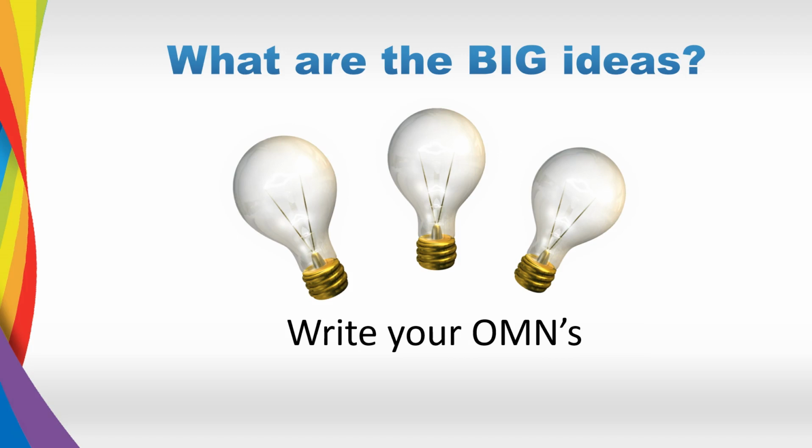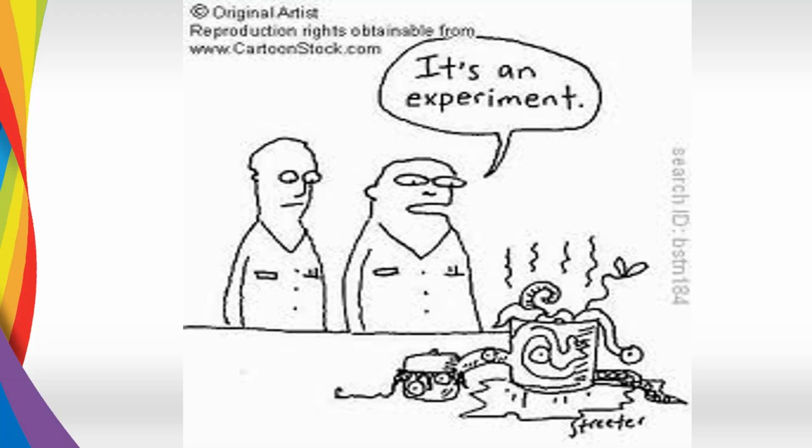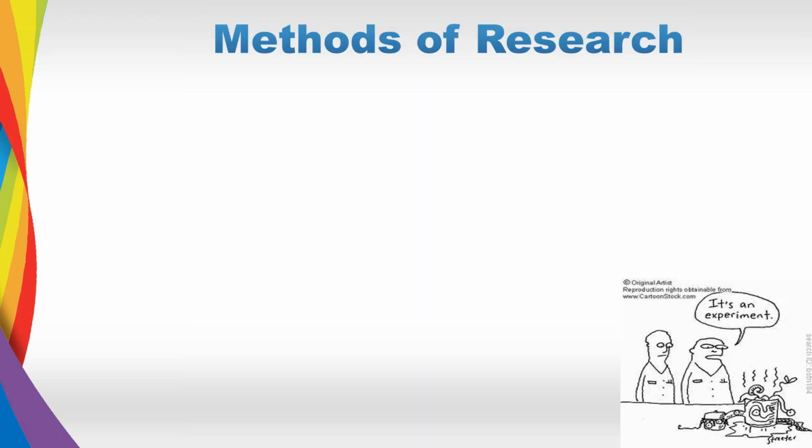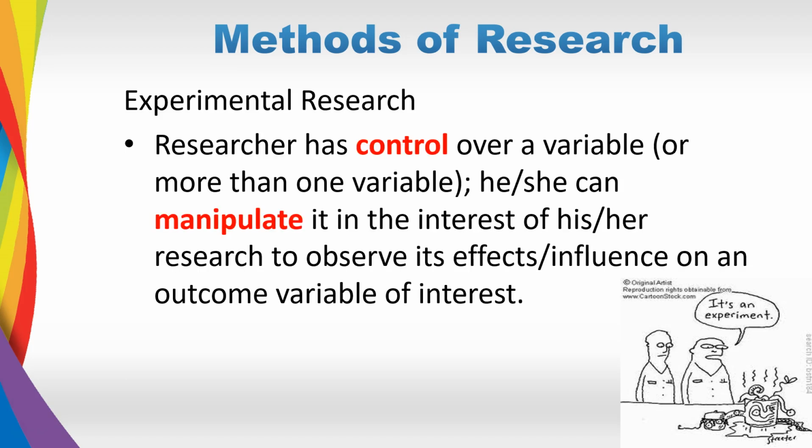Okay, so I'm going to skip by this because those are the big ideas. The basic thing is if you want a cause-effect claim, you need to do an experiment. And that means you need to be able to manipulate something, right? What I mean by that is when you have experimental research, the researcher actually has control of a specific variable, whatever variable they're interested in.